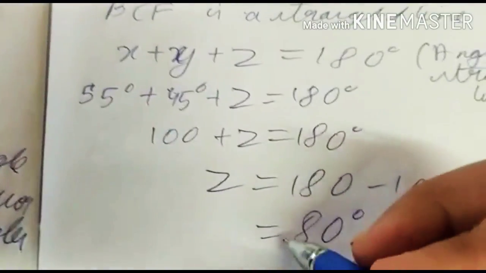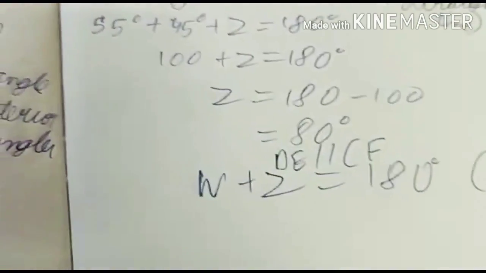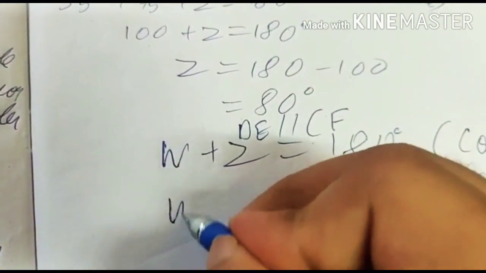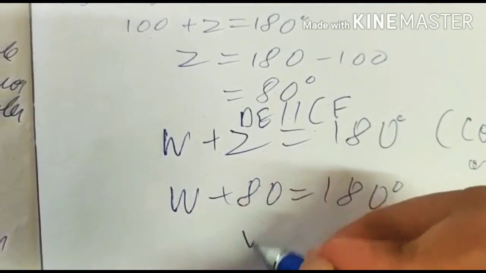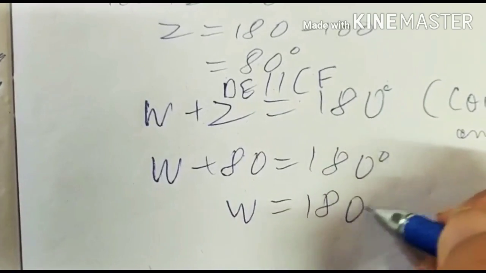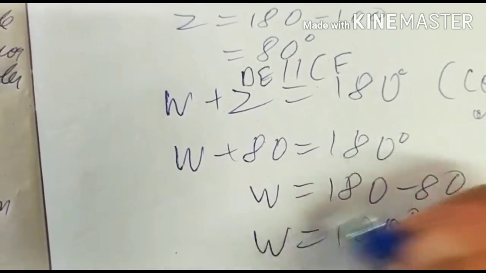DE is parallel to CF. So angle W plus 80 degree equals 180 degree. So W equals 180 minus 80, it is 100 degree.